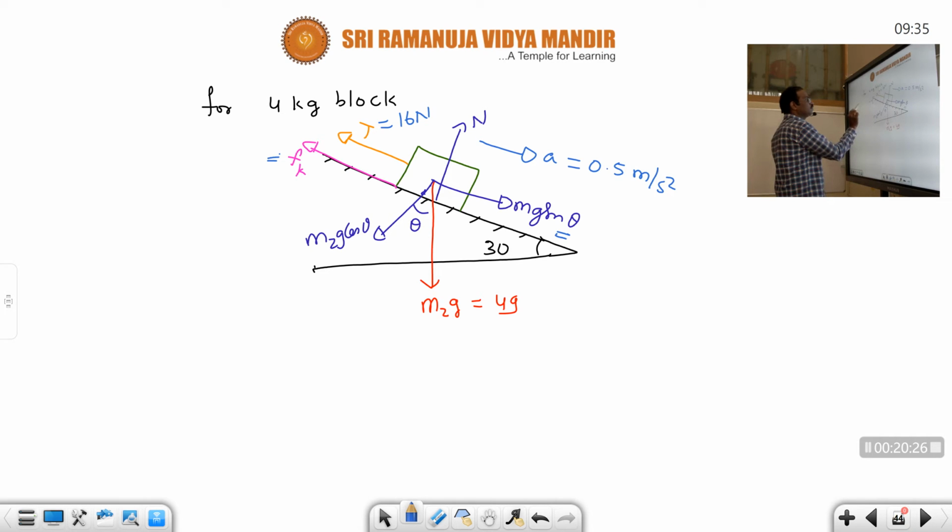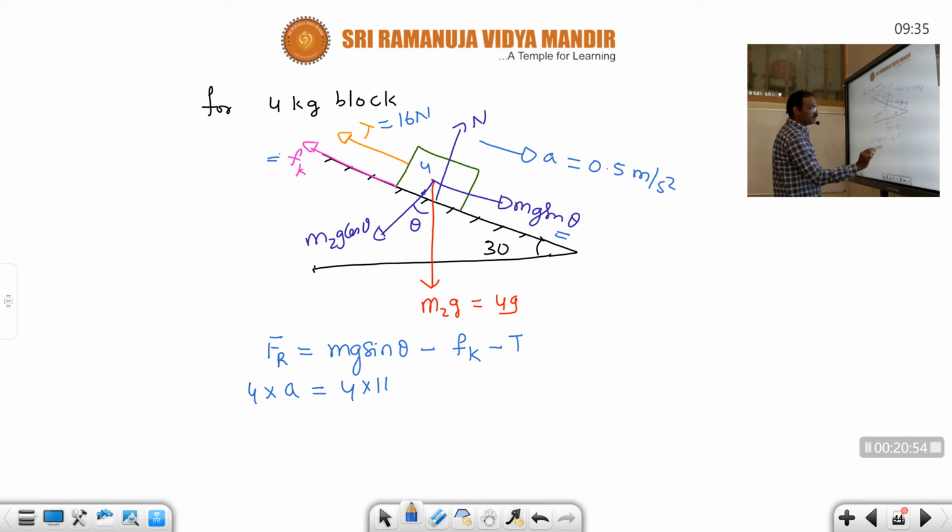Frictional force is equal to mu k into N. Now, if you solve the equation, the resultant force Fr is equal to mg sin theta minus the force of friction minus T, where T is the tension. Now mass into acceleration: 4 is the mass of the body, 4 kg. Acceleration a is equal to 4 into 10 into sin 30 minus the force of the friction.